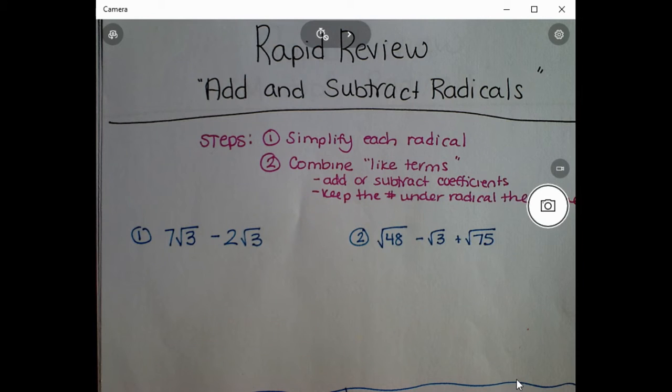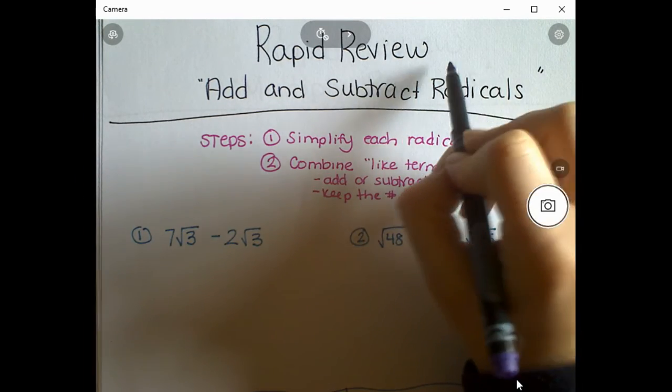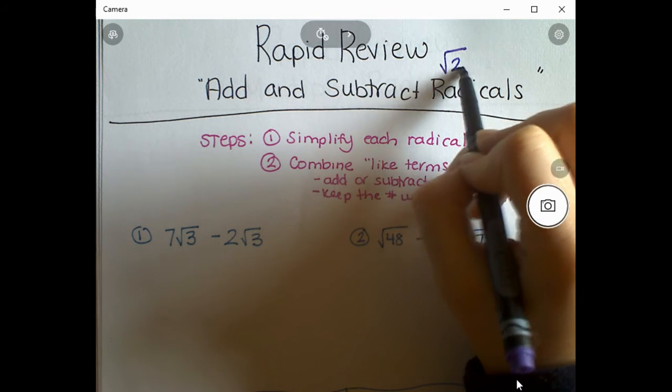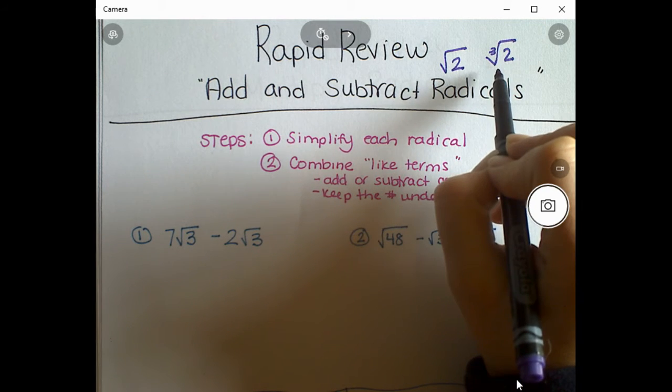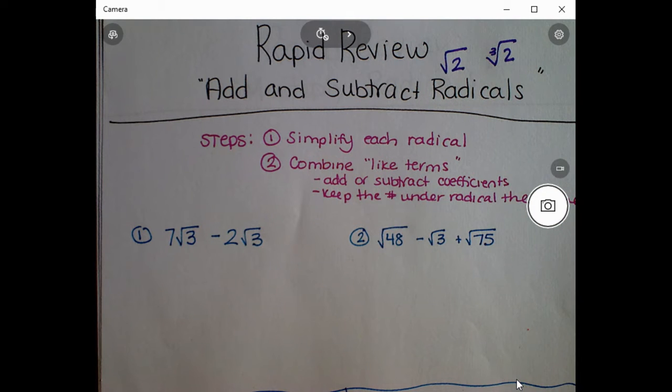All right, we are going to add and subtract radicals in this video. Remember, radicals are square roots, cube roots, all of those good things. And just to be sure, when you are adding and subtracting radicals, they need to have the same index. So that means that the square root of 2 and the cube root of 2 cannot be added together because these indexes are different.